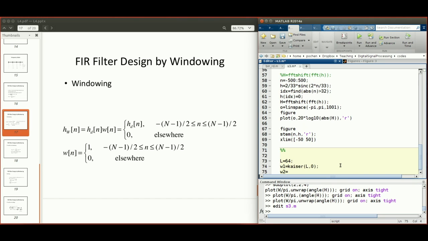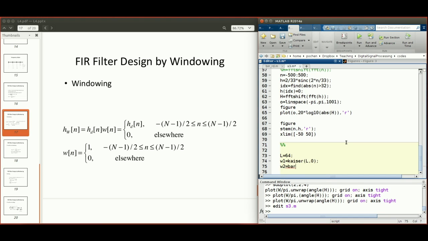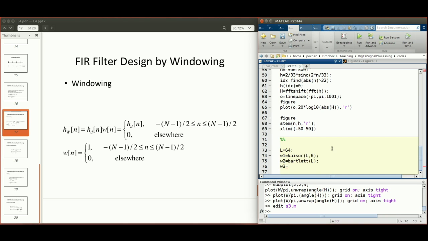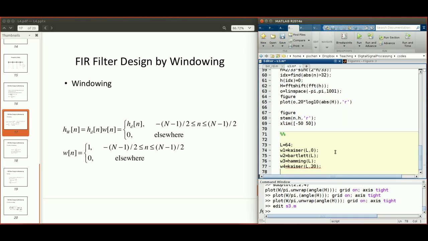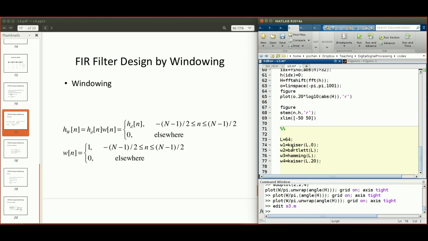Then W2, the second type of window that we're going to look at, is called Bartlett, B-A-R-T-L-E-T-T, and it takes just one input, the length of the window. The third window we're going to look at is called Hamming, and it also takes just one input. Then for W4, we're going to look at Kaiser again, but with a different beta value. Let's use 20. So that's 3 functions for generating windows.